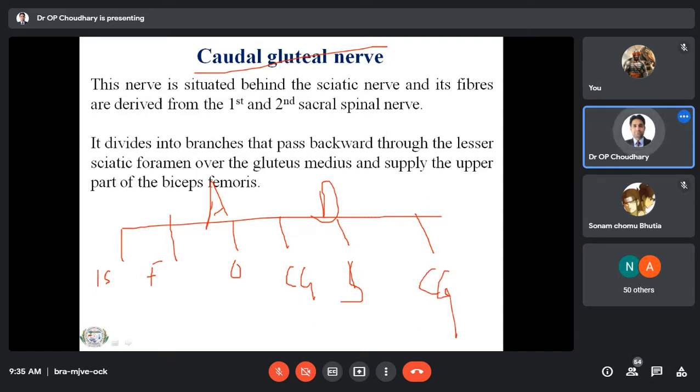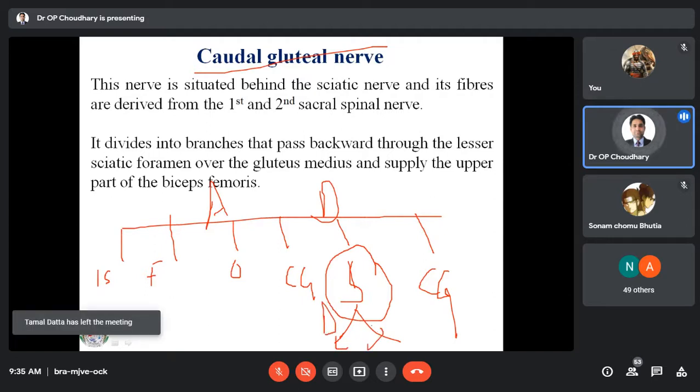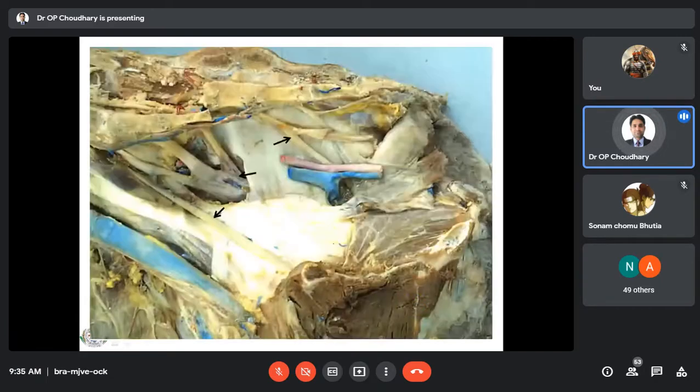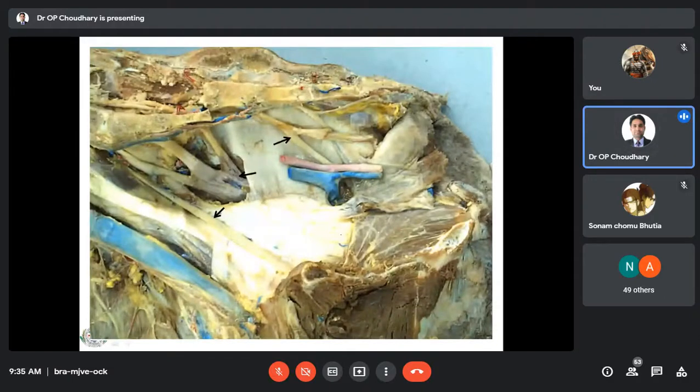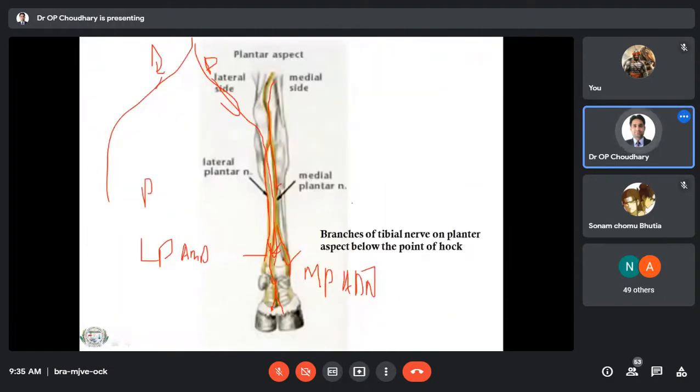Out of these, only the branches of the sciatic nerve reach up to the digits to innervate the muscles of the digits at the dorsal aspect or the plantar aspect of the limb. So this is about the lumbosacral plexus. If you want to ask anything about the lumbosacral plexus, you can ask me. Now the topic is open for discussion. Anything you want to ask, you can ask.